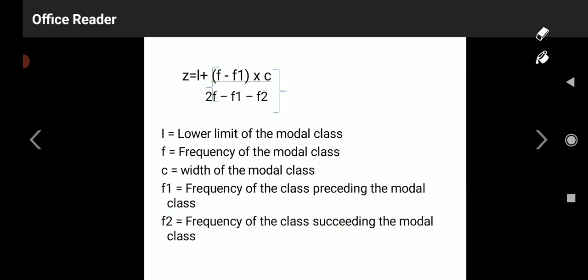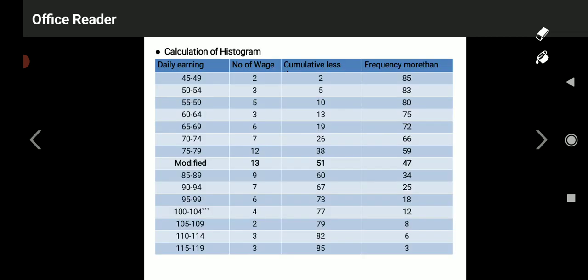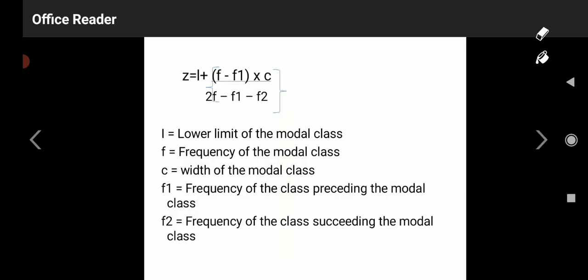To calculate the histogram, we have this particular equation: Z is equal to L plus [(f minus f1) into c divided by (2f minus f1 minus f2)]. Here we have to understand the representations of all the characters. L stands for the lower limit of the modal class. Modal class means modified class, which is there in the table chart, that is 80 to 84. Lower limit of the modal class.